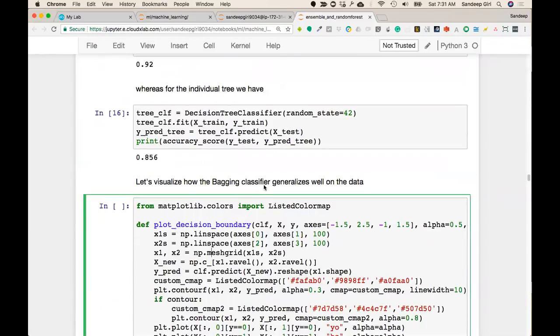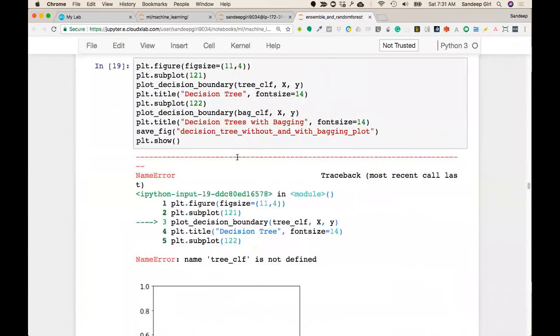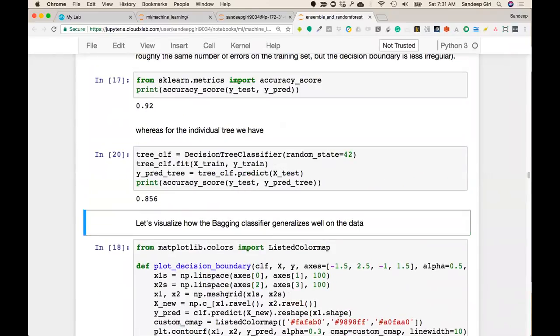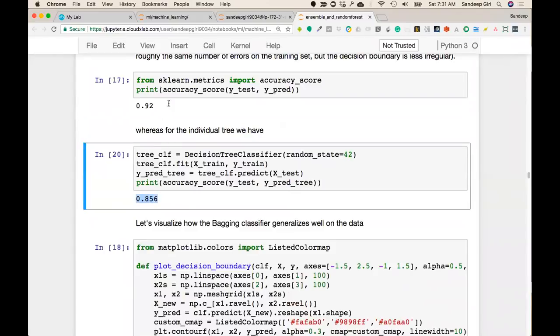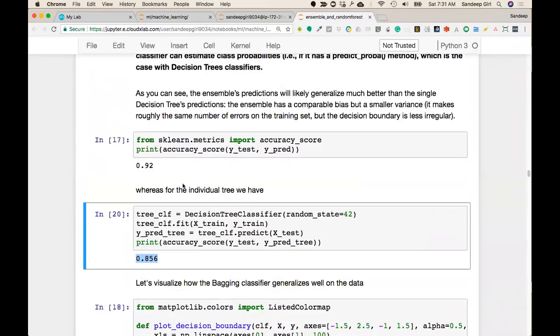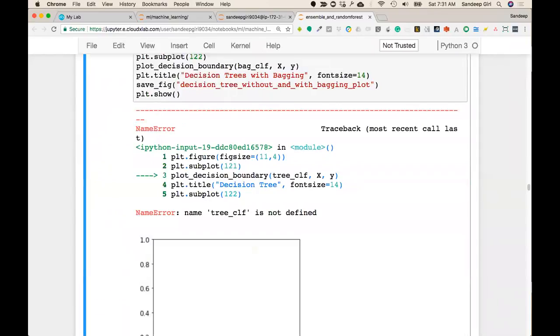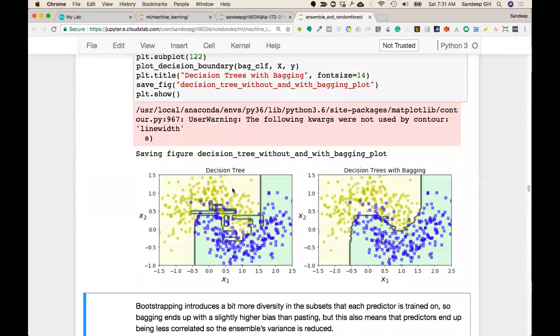Now let's try to visualize the classifiers, how well they generalize. The individual decision tree's accuracy was really bad, 0.856, while the accuracy of 500 such decision trees was 0.92. Now let's try to visualize it. So this is the decision tree, and this is the decision tree with bagging.